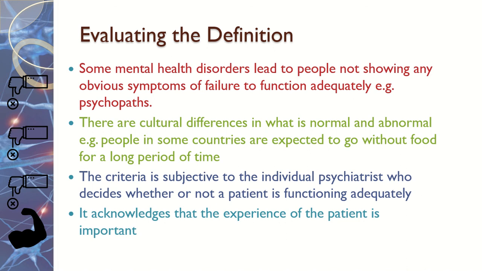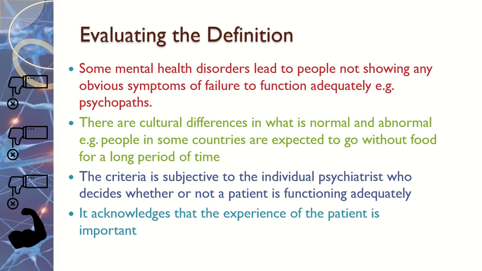We know that some mental health disorders lead to people not showing signs that they're not functioning adequately. For example, psychopaths do function adequately within society. Psychopaths often seem like perfectly normal people, and it's very hard to tell that they're psychopaths, and therefore they're able to get up, hold a job down, go to work, go out with friends and socialise, and lead a perfectly normal life without us recognising that they are psychopaths. So from this definition, you wouldn't be labelled as abnormal or a psychopath because they are functioning adequately. And this is a problem because abnormal behaviours might be missed.